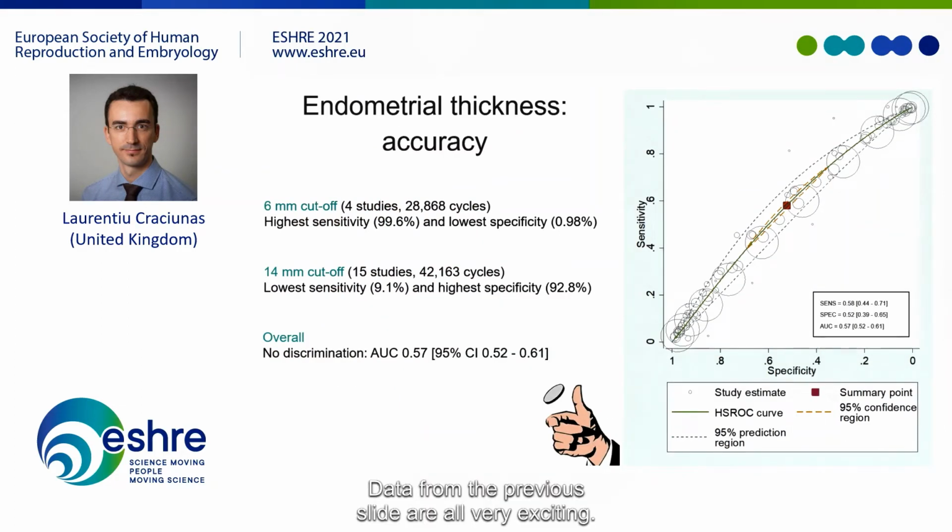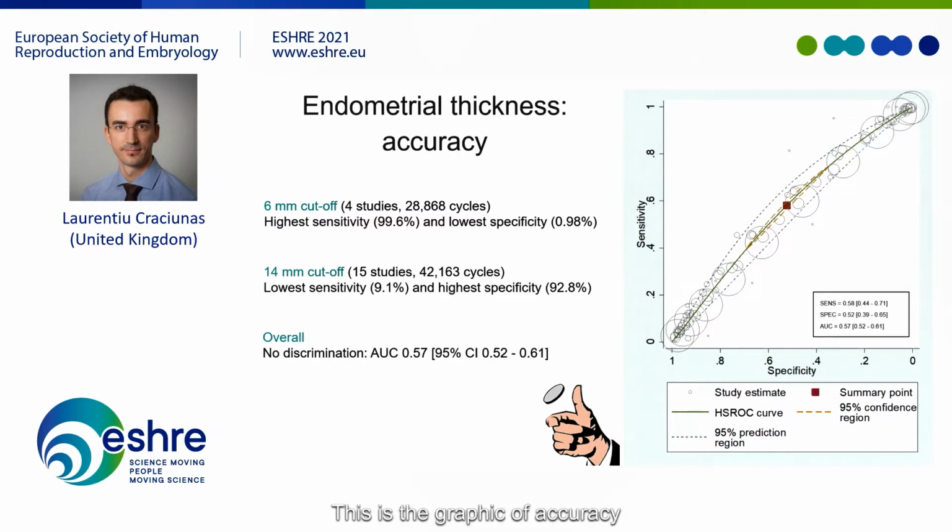Data from the previous slide are all very exciting. It means endometrial thickness is associated with the pregnancy outcome. So we have a cheap and easy test with potential, but now let's see how accurate it is in predicting the fate of an embryo transfer. Can it guide our decisions whether to perform the embryo transfer or not?